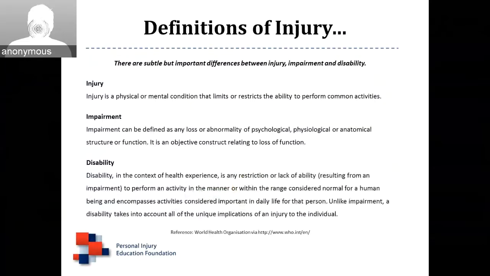So some of the definitions of injury. There's some subtle but important differences between injury, impairment, and disability. Why is it important to know this? Because in the legislation, depending on which state you're in, sometimes it can mean the difference between accepting a claim or declining liability for a claim simply by the way the legislation is written in regards to injury, impairment, and disability.